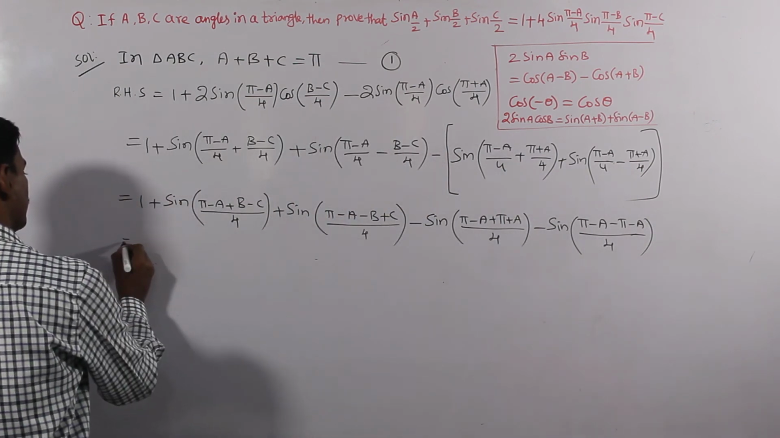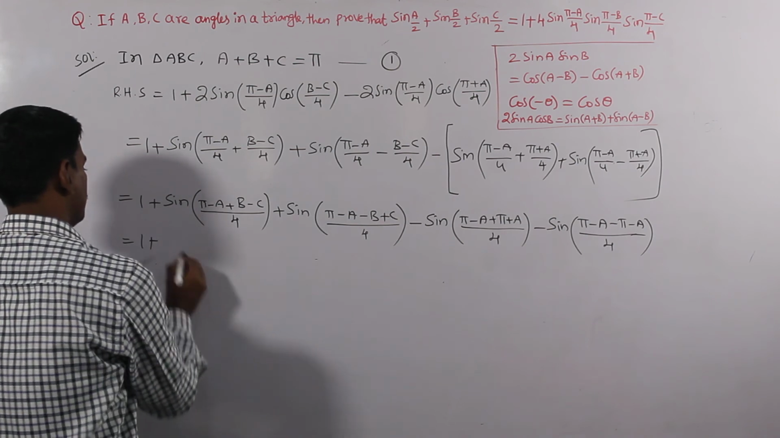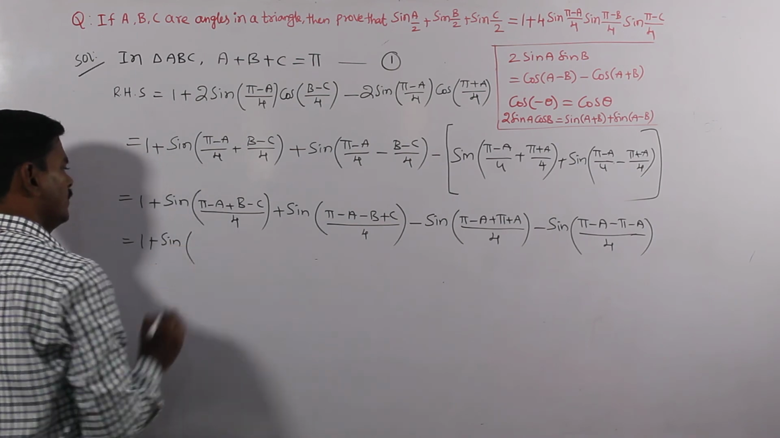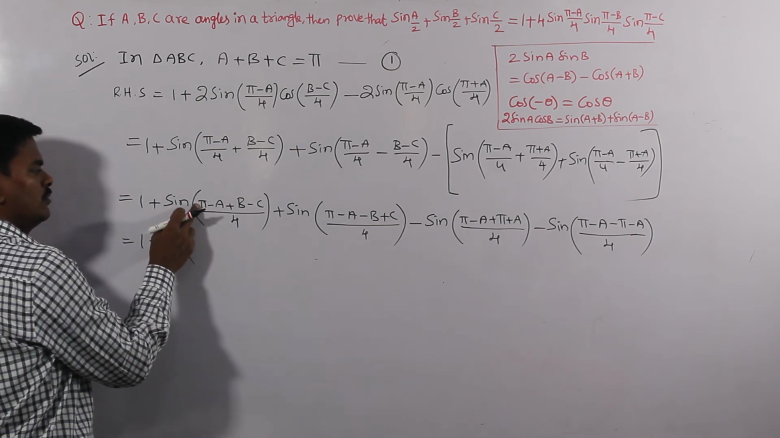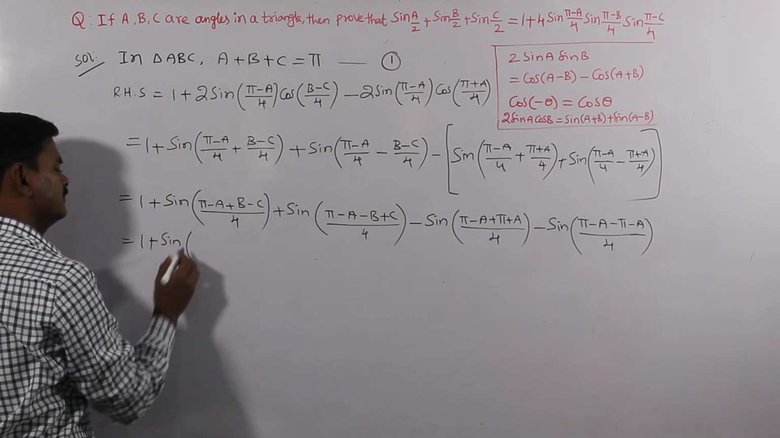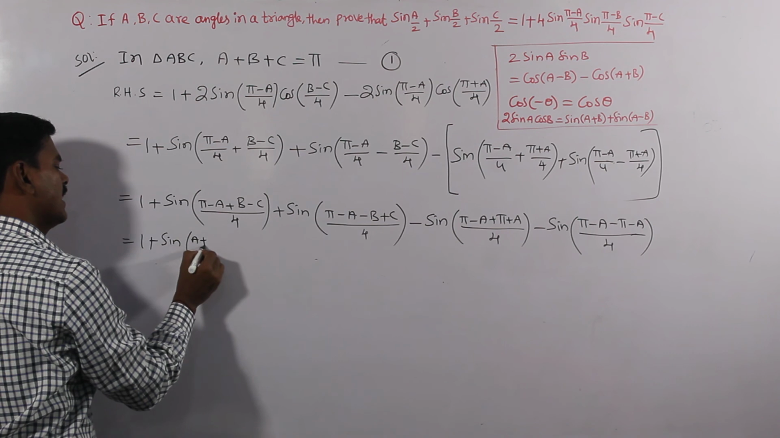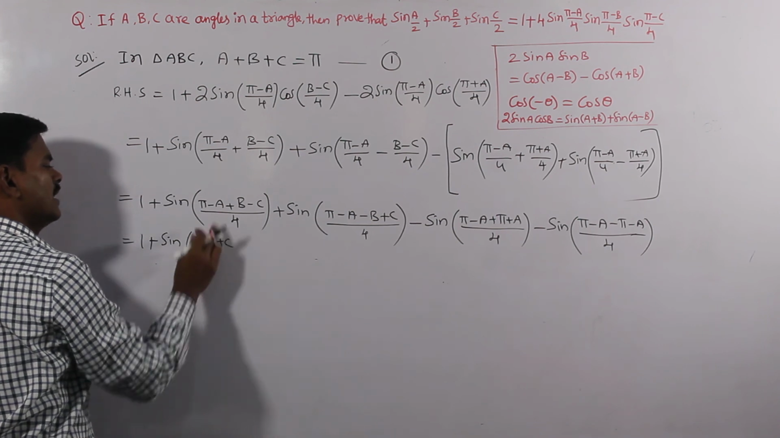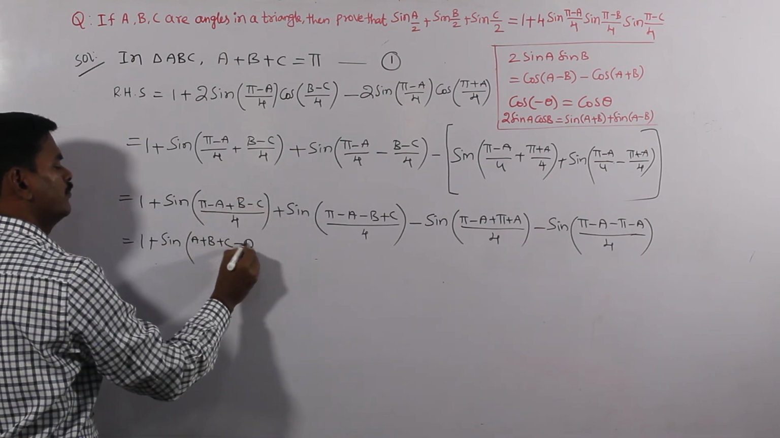Now simplification. 1 plus sine of, okay. Now this pi from equation 1 can be replaced with a plus b plus c. Replace pi with a plus b plus c. Rest of the terms you write the same. Minus a.